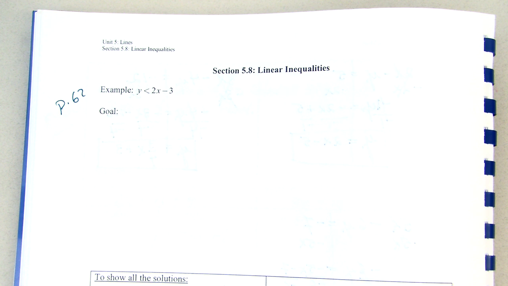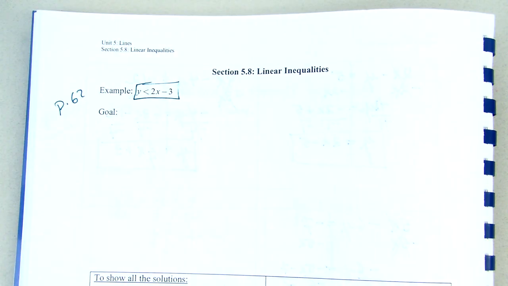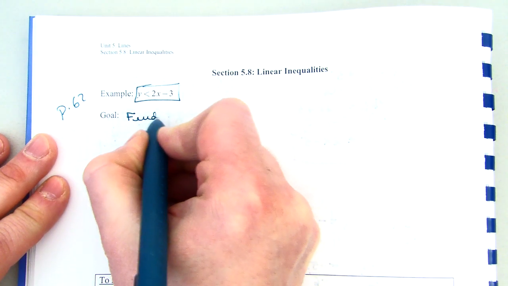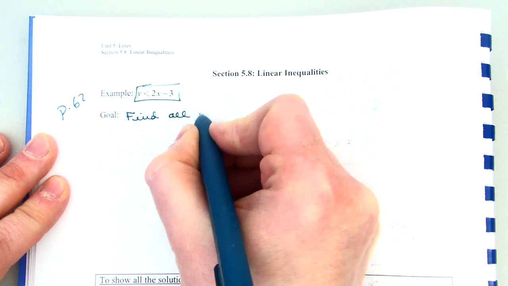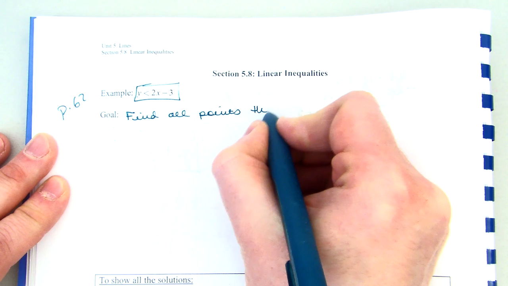We're on page 62. What we need to look at are some inequalities that have two variables in them, an x and a y in them. For example, y is less than 2x minus 3. My goal with something like this is to find all points that make the inequality true.